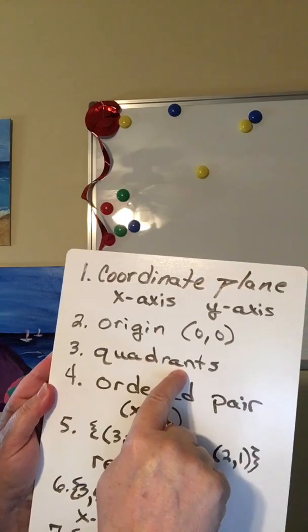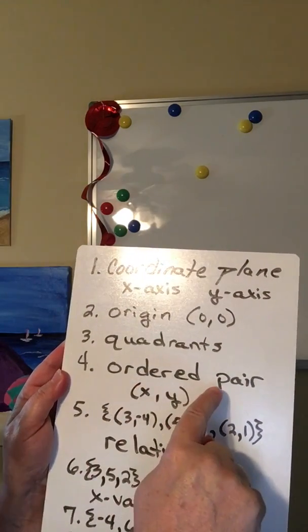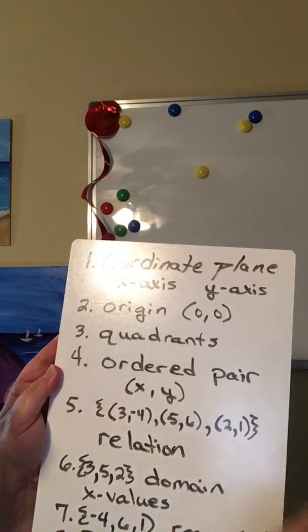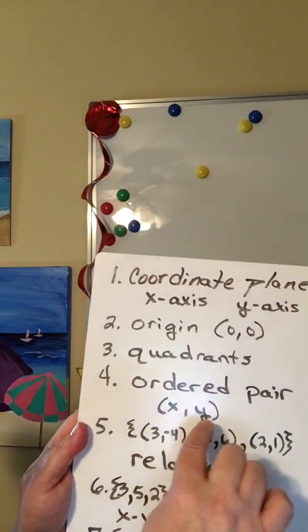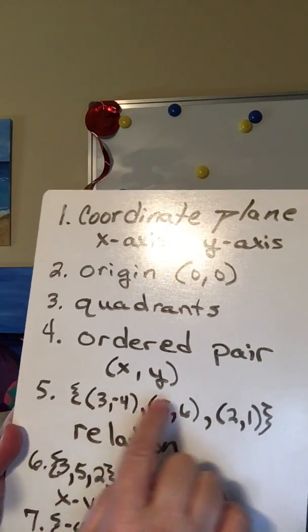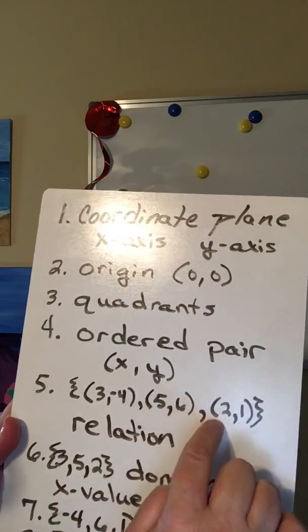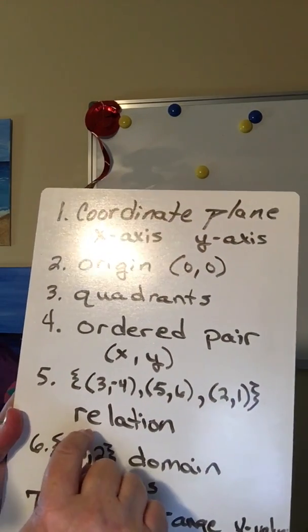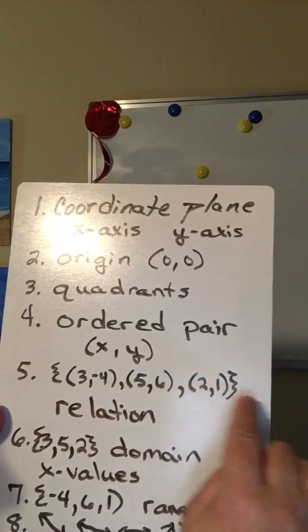Number 3 are the quadrants. Number 4 is an ordered pair, and they're always in the form of X and then Y. How far you go across, how far you go up and down. All right, number 5. If you have a bunch of ordered pairs inside these little squiggly lines, that's called a relation, because they're all related to each other.